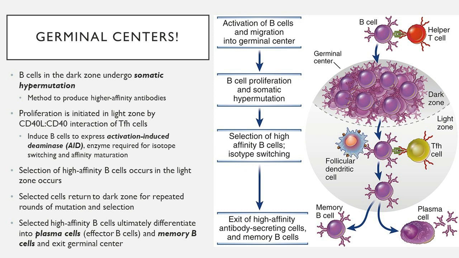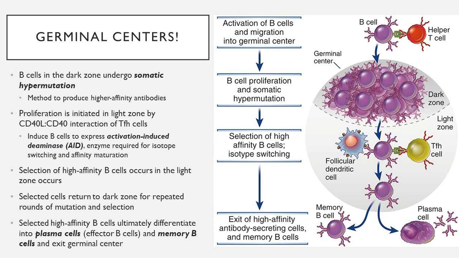Now, the general process of migration from the dark zone to the light zone and back is that the dark zone is where proliferation happens. Then the B cells go into the light zone. They interact with the follicular helper T cells. B cells with higher affinity antibodies go back to the dark zone to proliferate, and then the process is repeated multiple times. Afterwards, those B cells selected to continue are turned into plasma cells, which are the effector B cells that produce the antibodies, and also memory B cells, and they both exit the germinal center.